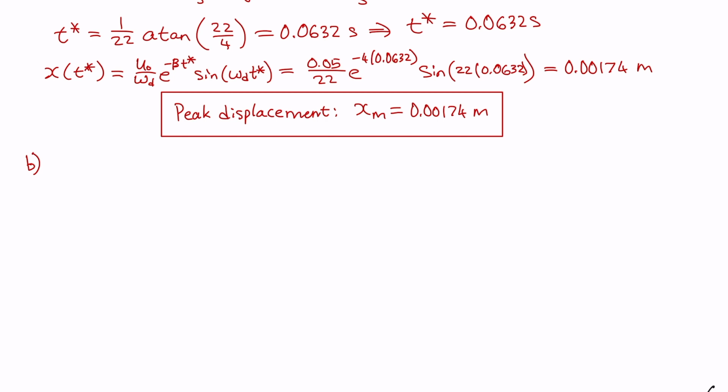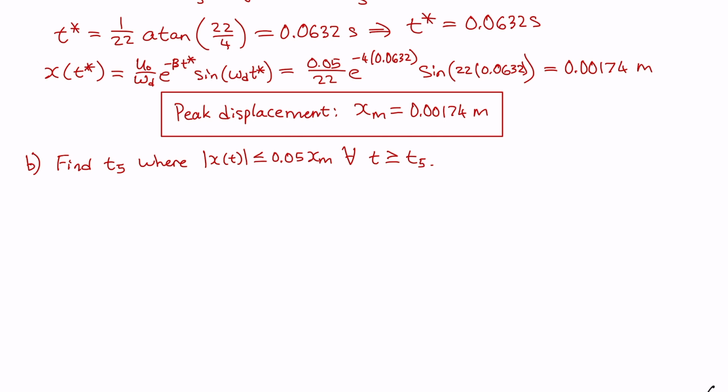Okay, with that, we're now able to move on to part 2, which is to find the 5% settling time, or the time where the displacement amplitude drops below 5% of the peak displacement. So we want to find some variable t5 where the absolute value of x at t must be less than or equal to 0.05 times xm for all t that are greater than or equal to t sub 5. That's the problem we're trying to solve.